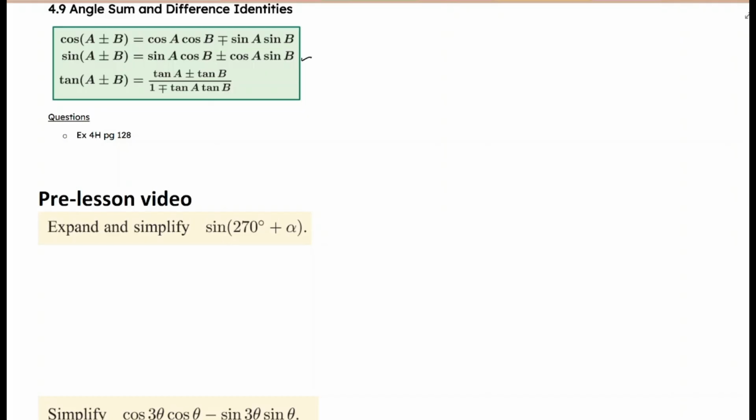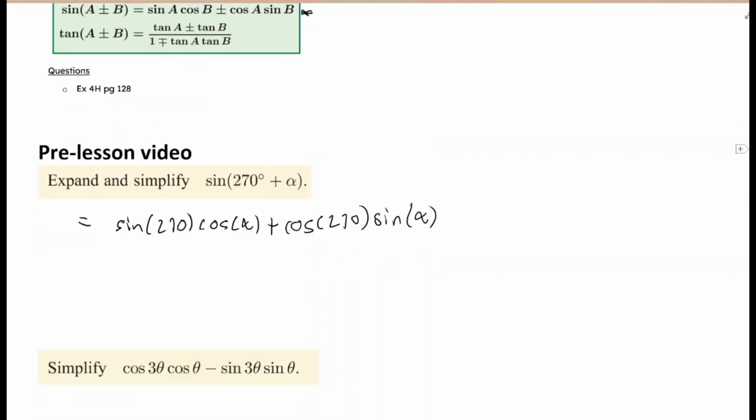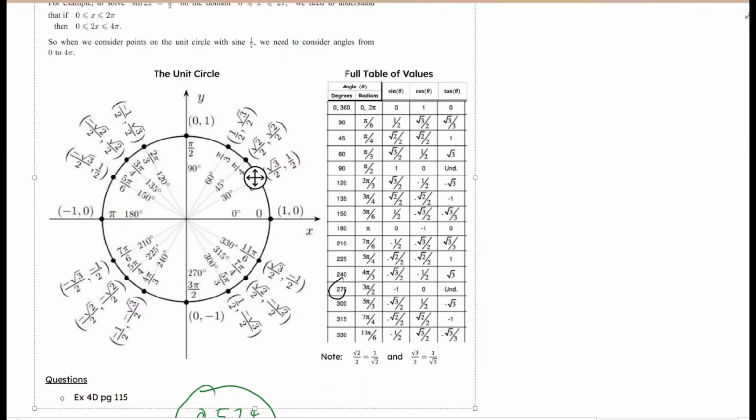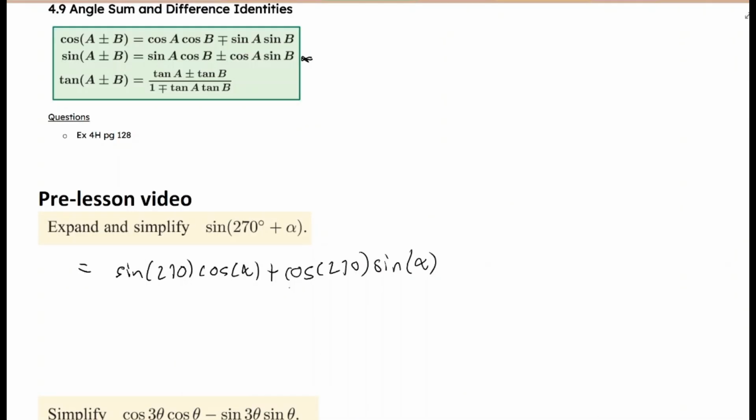So using this second formula down, this is sine of 270 cos of alpha plus cos of 270 sine of alpha. Now if we look at our unit circle here, we can see at 270, it appears that sine is -1 and cos is 0. So that's exactly what we're going to be using here. So this whole bit is 0, and then this just becomes minus cos of alpha here.